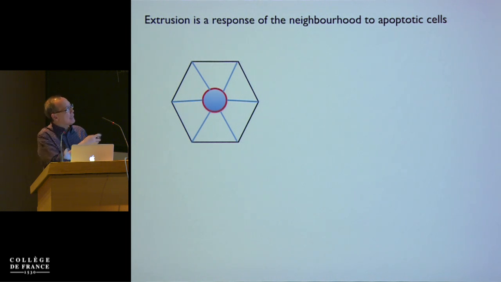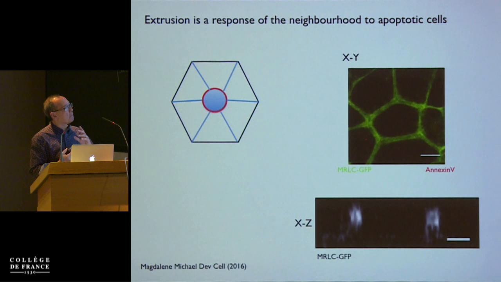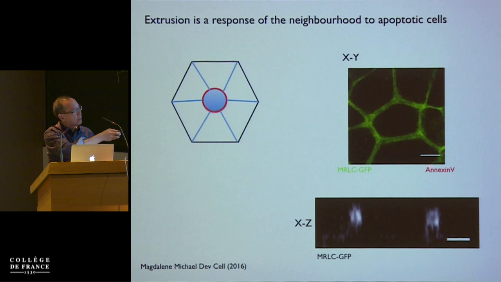Importantly, extrusion isn't just about what happens to the injured cell, it's about how the neighbors respond to the presence of that injured cell. One example of this is perhaps captured in this movie that was made by Maggie McLean in my group a few years ago. What she's doing is looking at myosin, identifying it by expressing a GFP-tagged form of the regulatory light chain. In normal, steady-state epithelia, myosin concentrates in these bundles on either side of the apical cadherin junctions.